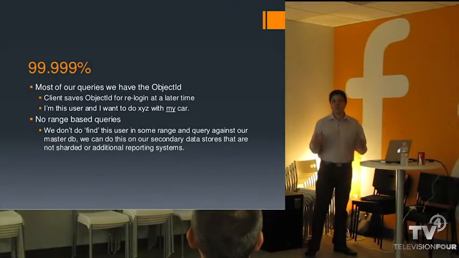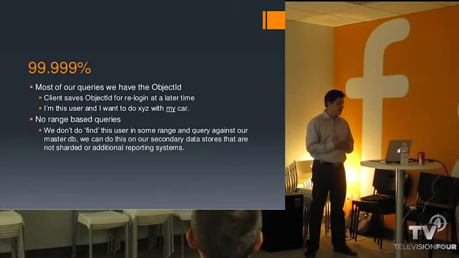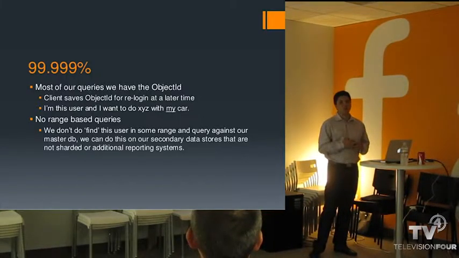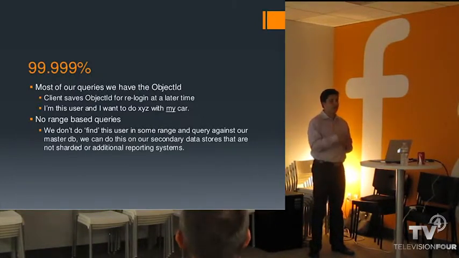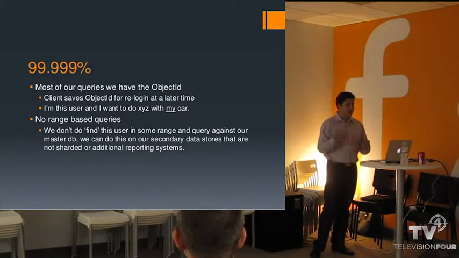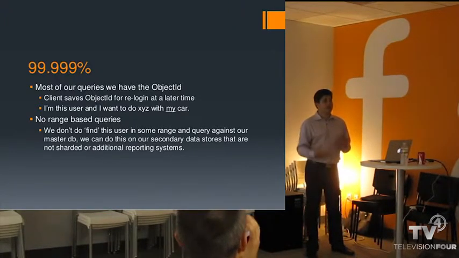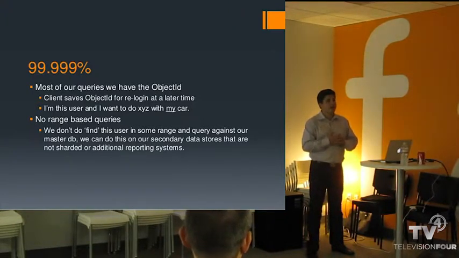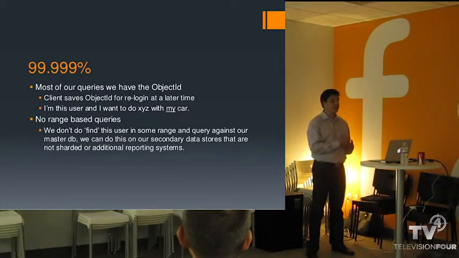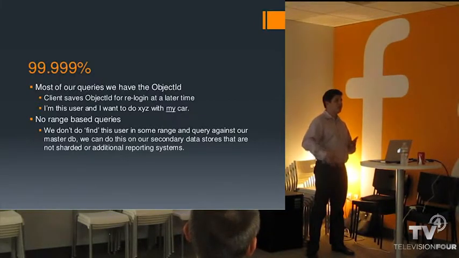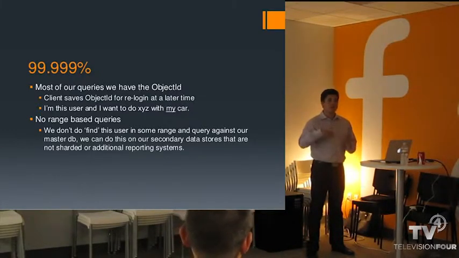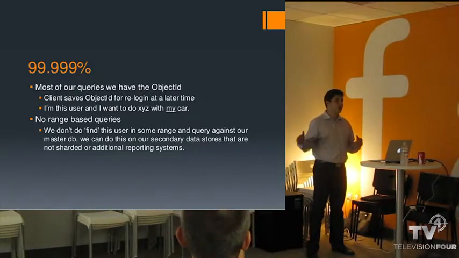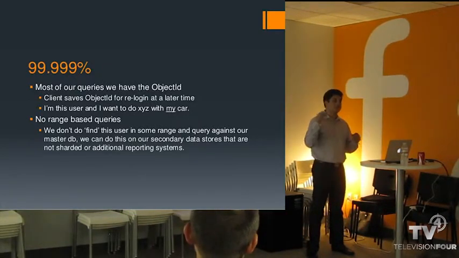So why we shard based on an object ID is that 99.999% of our queries are related to or can have the object ID involved. For example, when a user logs in the first time, we generate the object ID for that user. And then after that, it is stored with the client. So, for example, on our Cartown Streets game, we'll generate the object ID, and then we will save it on that client for later relog in, and then we don't have to do any kind of range-based queries to try to find the client or find their specific user ID.